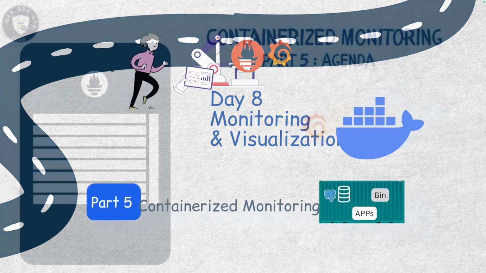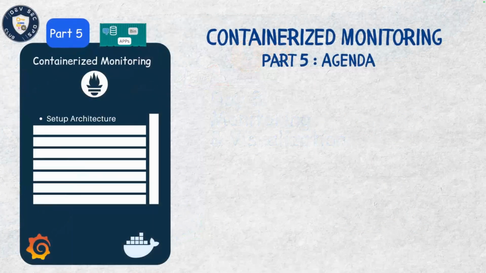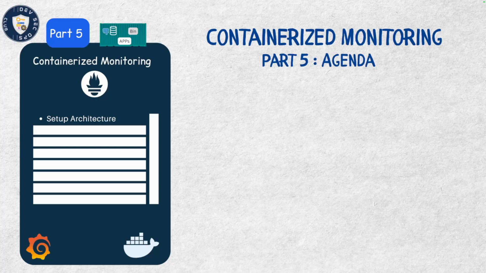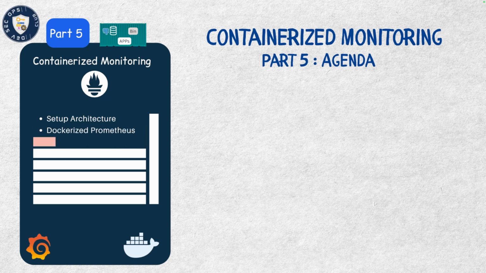So, let's see the agenda. Today we are, of course, going to start with the setup architecture. We will see what we are going to achieve. Then we will also deploy Prometheus in a Docker container and Grafana as a Docker container. Then we will integrate Grafana with Prometheus, or Prometheus with Grafana. We will also see what kind of challenges we face when both are running inside the container environment.